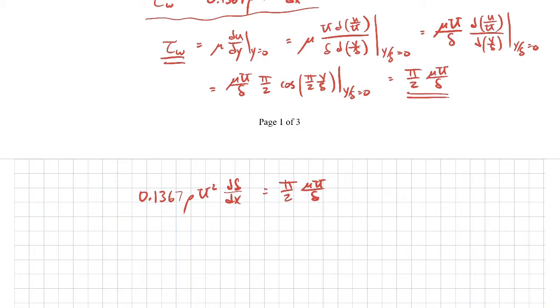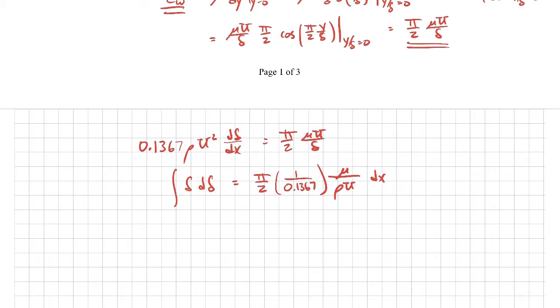So let's go ahead and do just a little bit of rearranging here. So we'll bring the deltas to one side. We'll bring the x terms to the other side. Oops, let me rewrite this. Make sure I have all of my terms correct there. Okay, and then we can go ahead and integrate both sides.